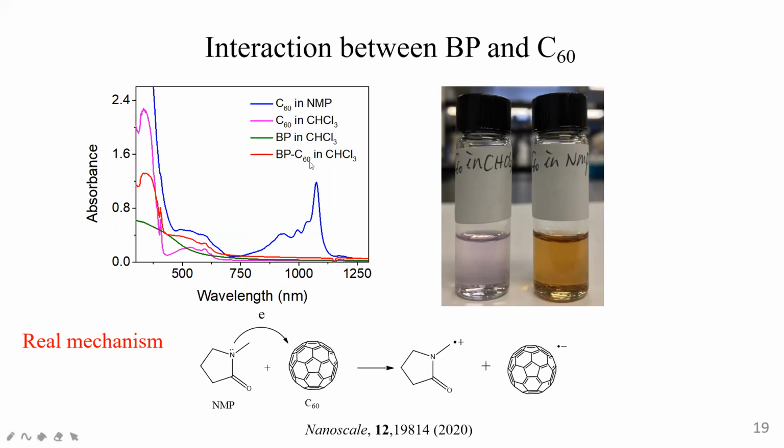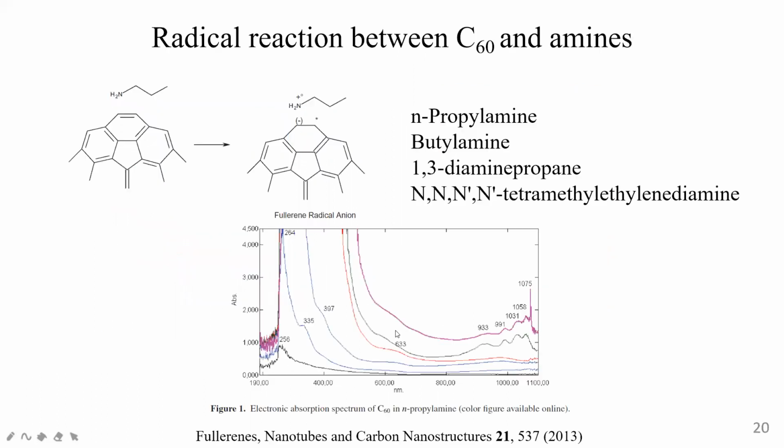So that is to say, the real mechanism is that the electron transfer happens between NMP and fullerene instead of black phosphorus and fullerene. Besides, a radical reaction has been reported between fullerene and amines, such as propylene, butylene, etc. And the peak gradually increased with time.